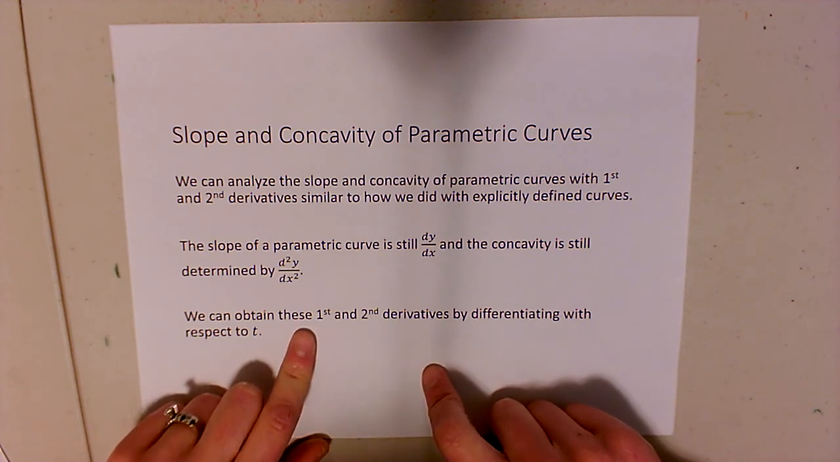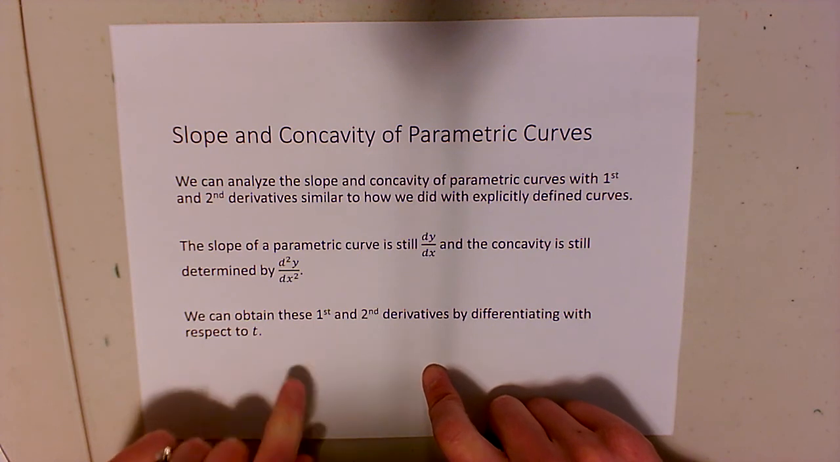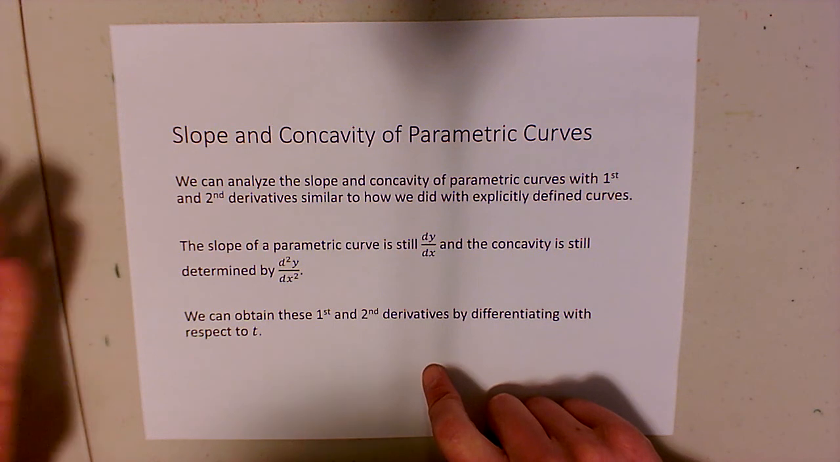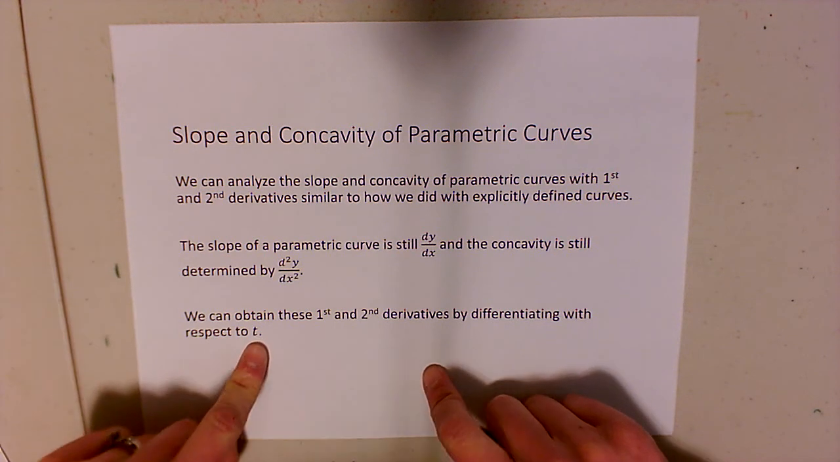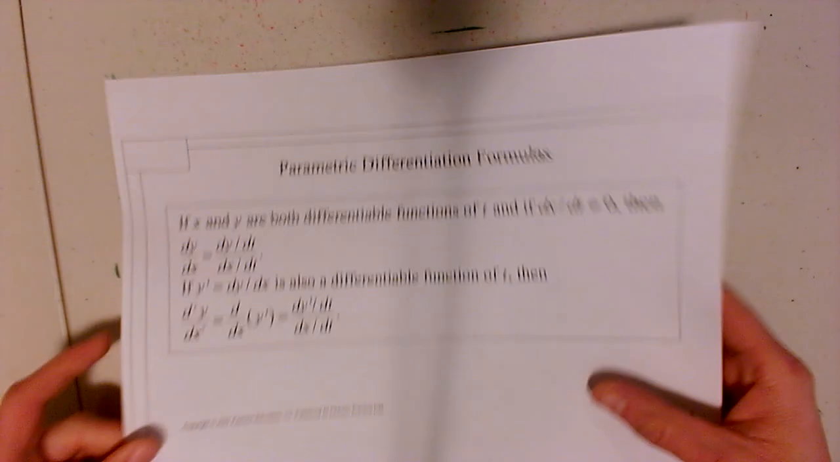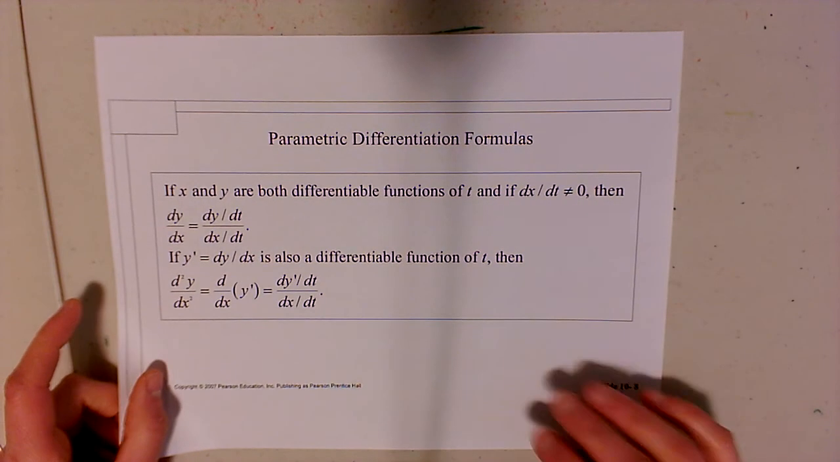But we want to be sure we understand how we're getting these first and second derivatives. When we find these first and second derivatives, instead of differentiating with respect to x, we're going to be differentiating with respect to t. And so what we're going to have to do is take the derivative of our given relation separately.